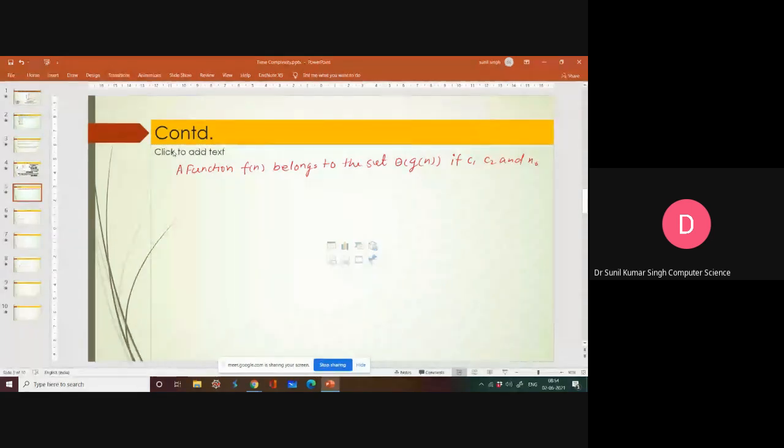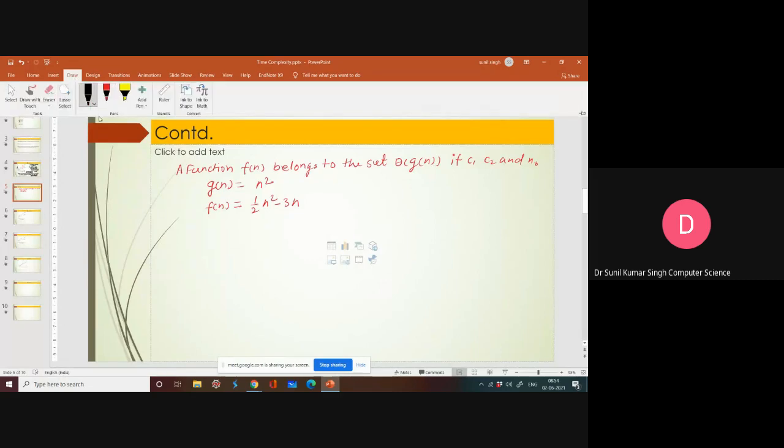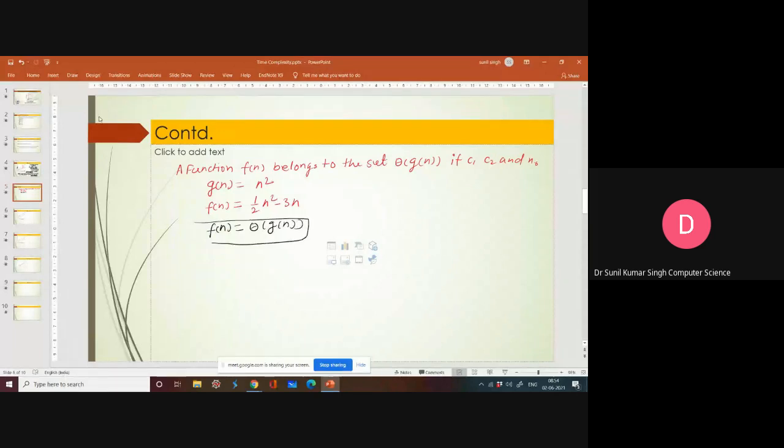Now let me explain it with the help of an example. Suppose that g(n) is equal to a given function, let's say n square, and f(n) is equal to another function, that is 1 by 2 n square minus 3n. And let's check whether we can write f(n) is equal to theta of g of n or not.